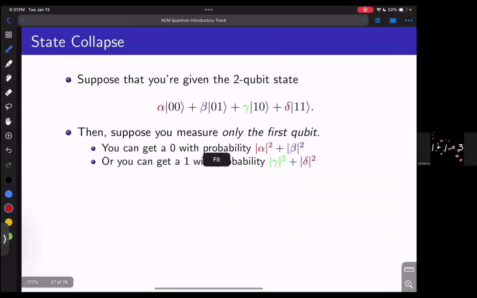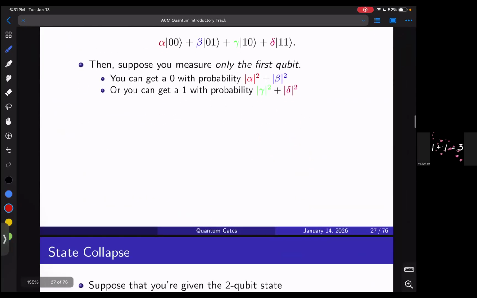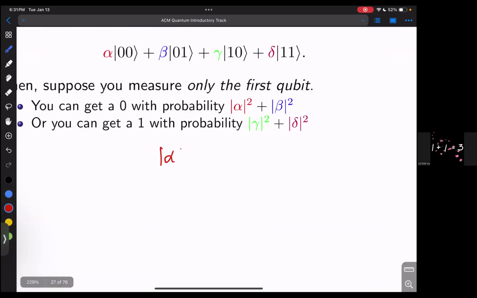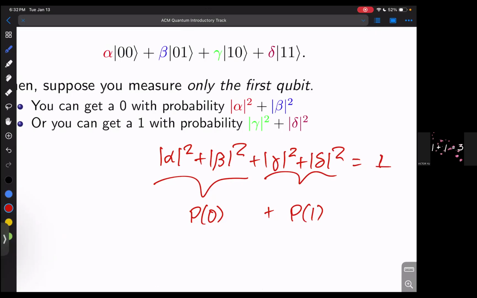And then similarly, the probability of getting 1 will be mod gamma squared plus mod delta squared. And then similarly, we're going to have the same constraint that the probability to get 0 plus the probability to get 1 has to equal 1. Does that make sense to everyone?